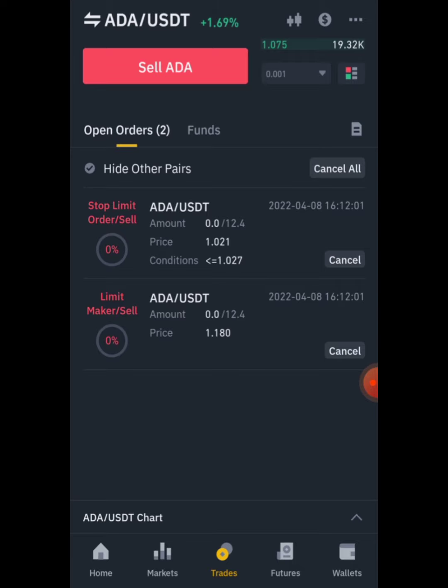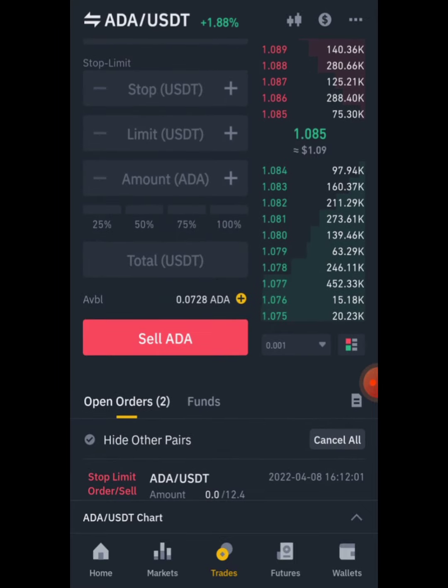Now if the market goes up to your sell price, your take profit price first, that is 1.18, that means you'll be making profit. The market will automatically sell off. But if the market comes down first to your stop loss, that is 1.021, and 1.027 your trigger price, that means the market will automatically sell off at a loss. You'll be losing a small amount of your capital. That is it about stop loss.